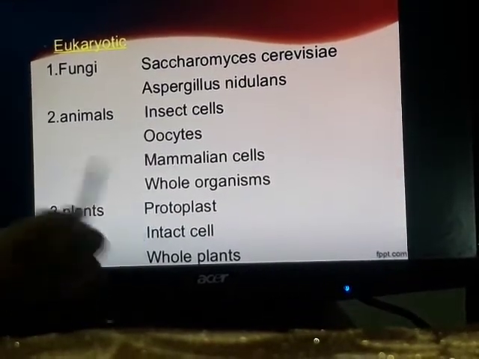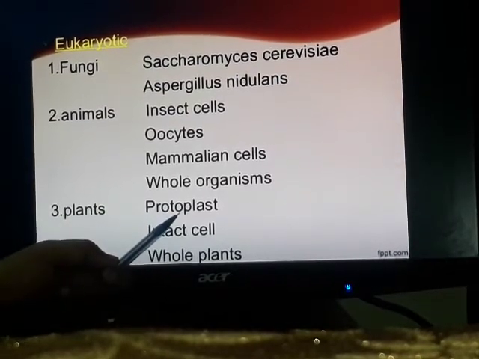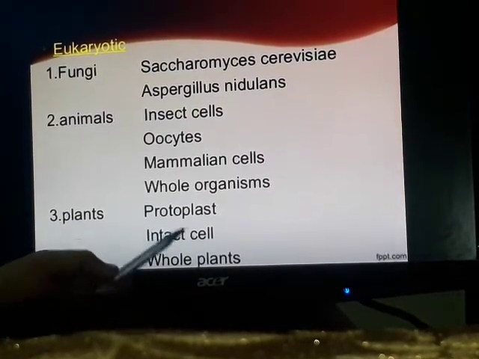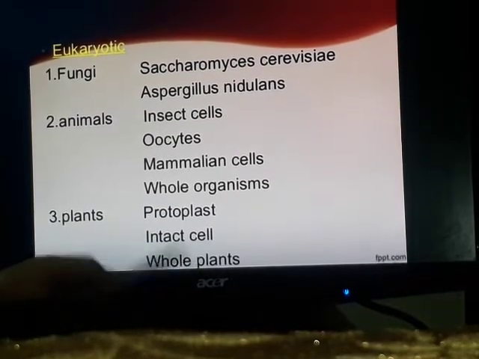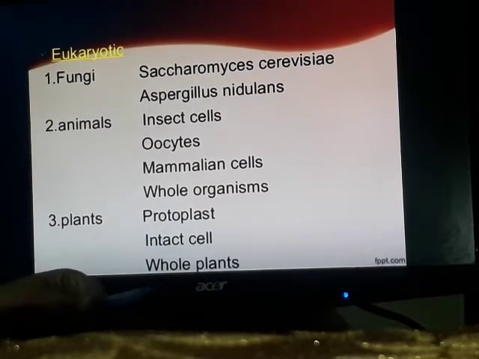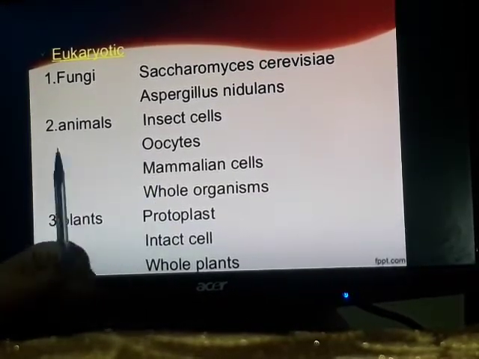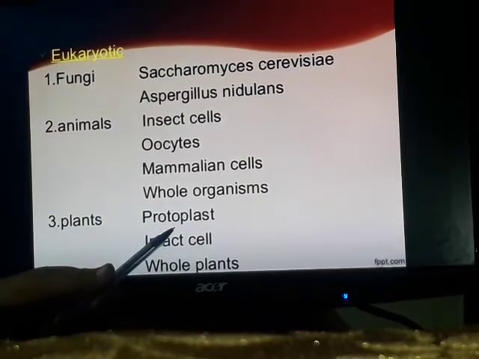In plants, you can take protoplast. You know protoplast, right? It is the cell without a cell wall. So the protoplast can be taken, or the intact cell can be taken, or a whole plant can be taken. That's why you have so many transgenic plants and transgenic animals, genetically modified organisms. Then we call them transgenic plants or animals, right?